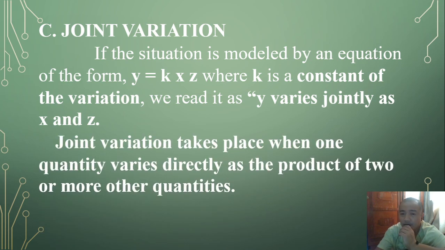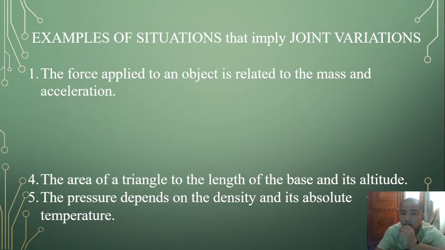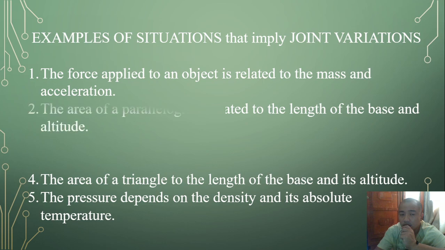Joint variation takes place when one quantity varies directly as the product of two or more quantities. Examples of situations that imply joint variations. Number 1, the force applied to an object is related to the mass and acceleration. So dalawa yan, two variables. The force is related to mass and acceleration, m and a. So that's an example of joint variation.